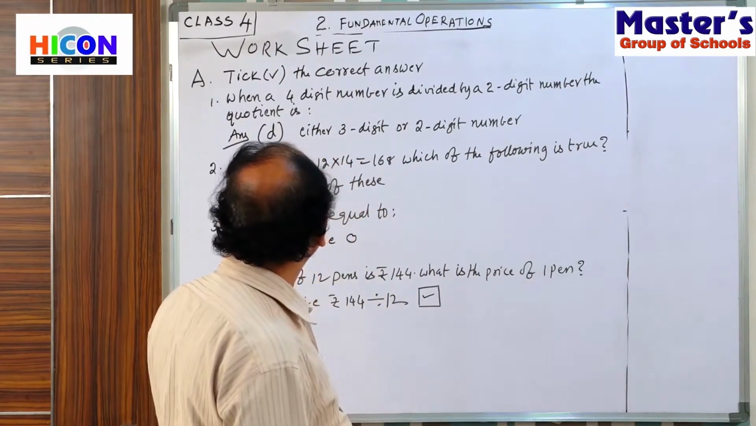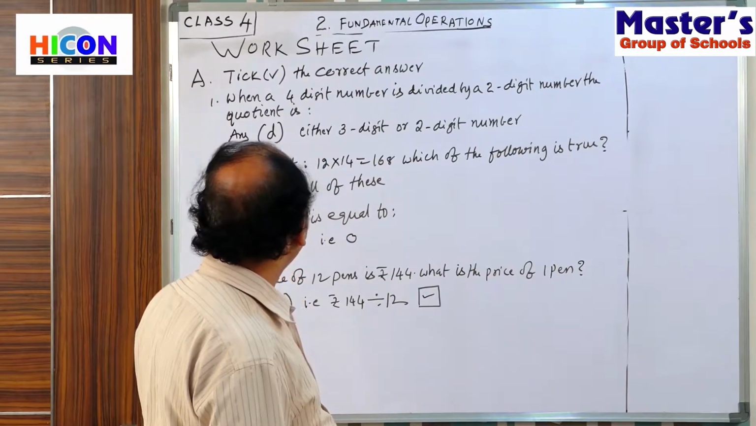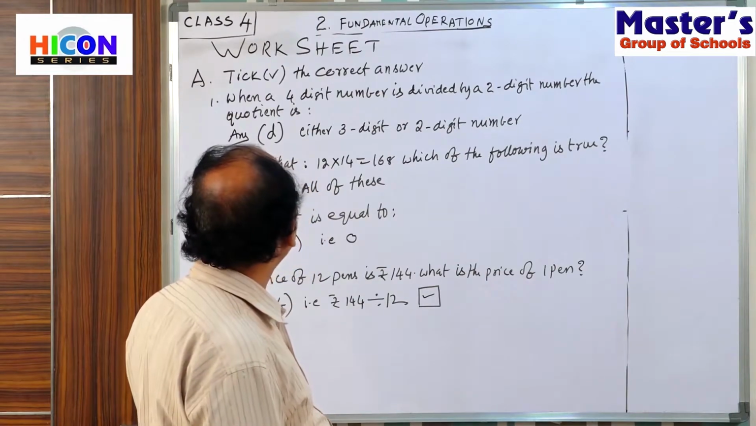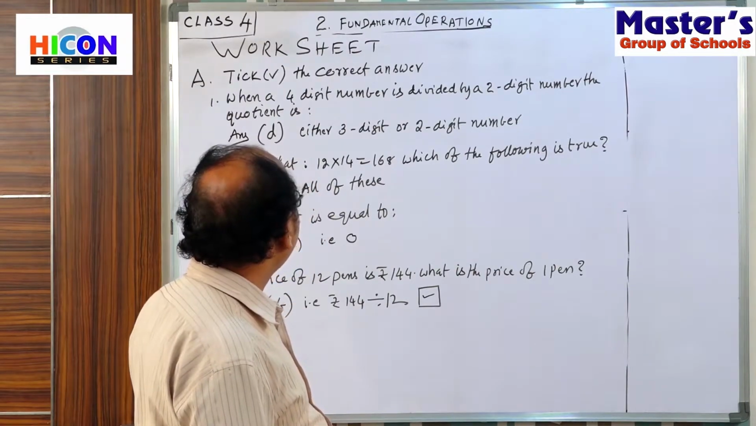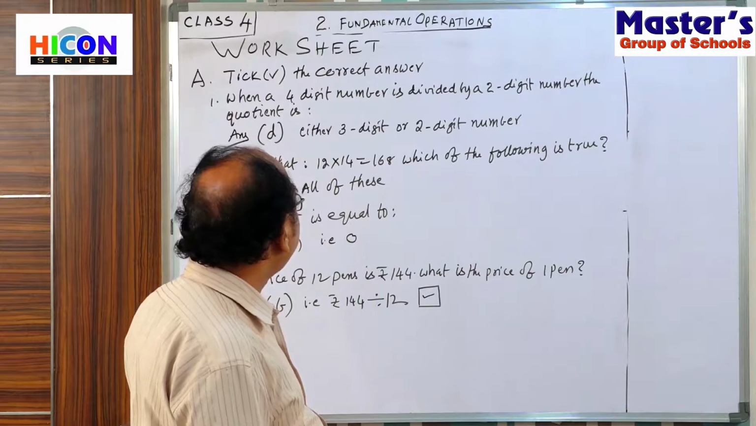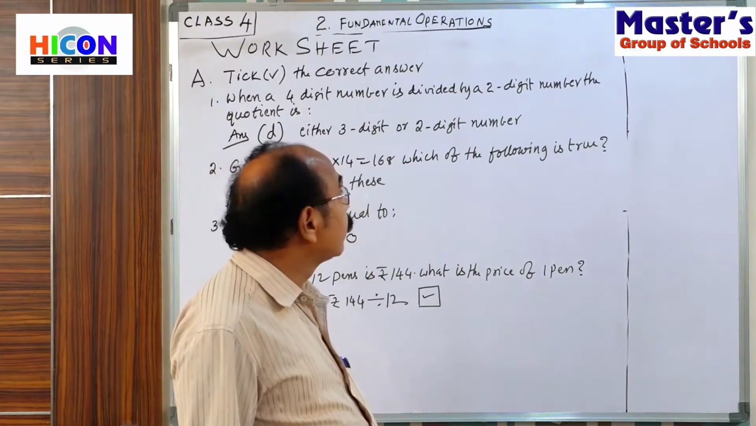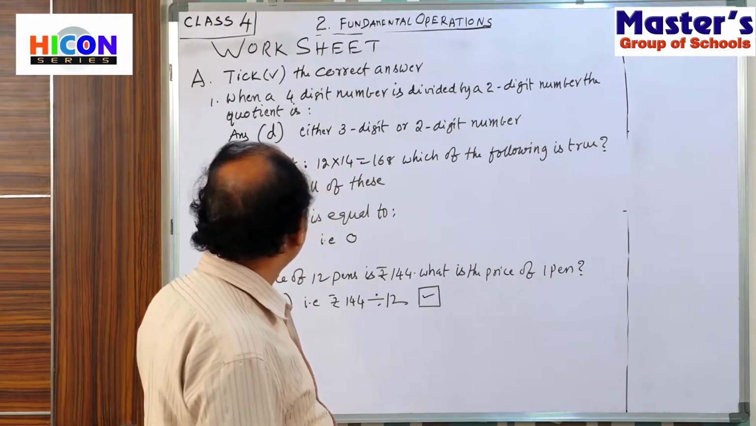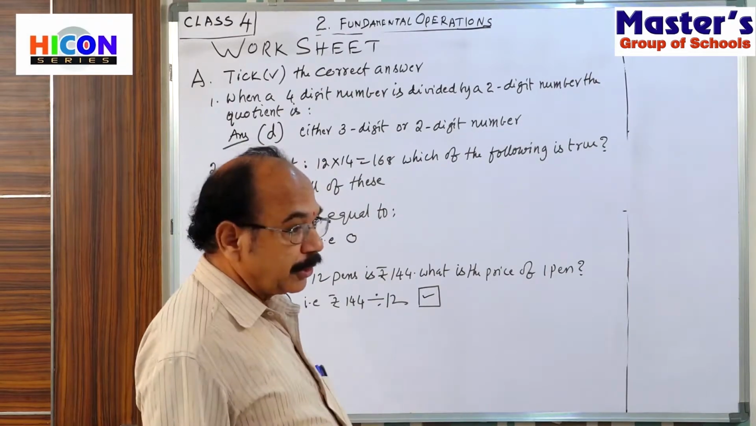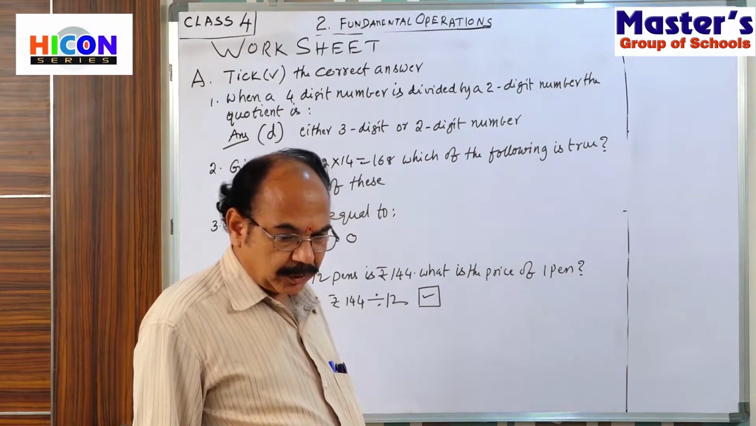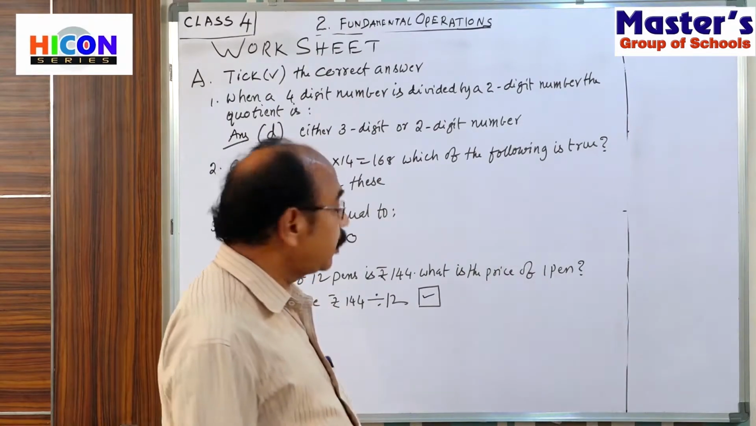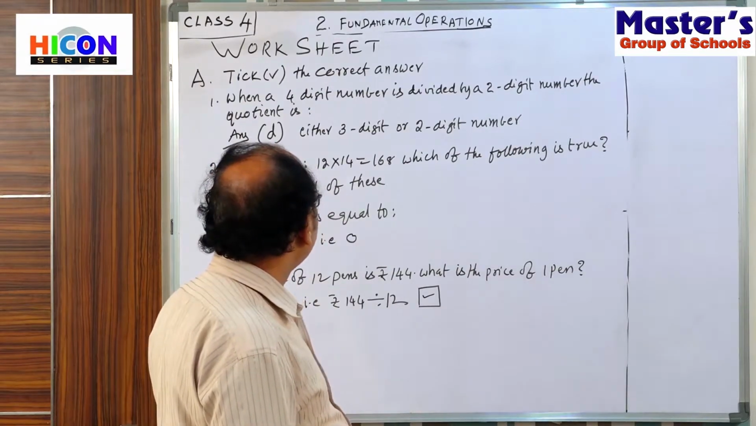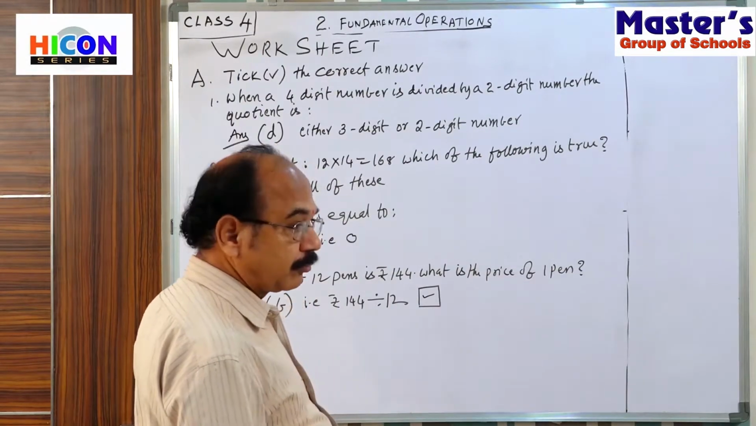You see, A, pick the correct answer. When a 4-digit number is divided by a 2-digit number, what is the quotient? The quotient is, here some options are there. Option A, option B, option C, option D. In the given options, you will select D.